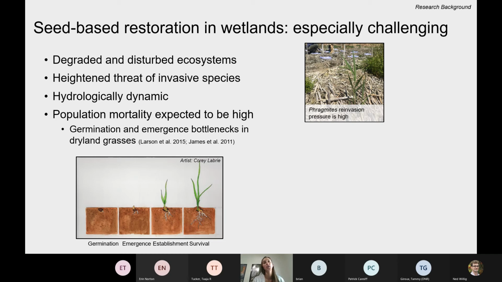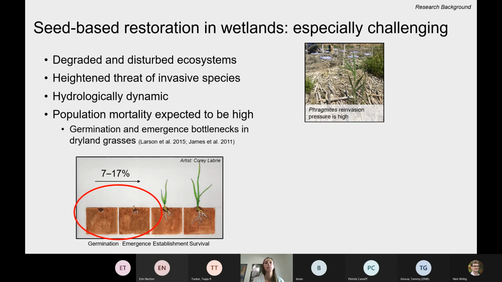And after these sowing efforts, we expect that population mortality is high. There are studies from other upland or non-wetland systems that have shown really big germination and emergence bottlenecks. To talk a little bit more about these plant stages, if you look at this diagram, germination we can think about as when the early embryonic root pokes out of the seed into the soil. Emergence is when the seedling pops above the soil surface. Establishment is when the seedling is now its own autotroph, so it's photosynthesizing and no longer relying on the seed reserves. And then survival, which can be defined as survival to a certain point in time, like the end of the growing season or after a couple weeks.